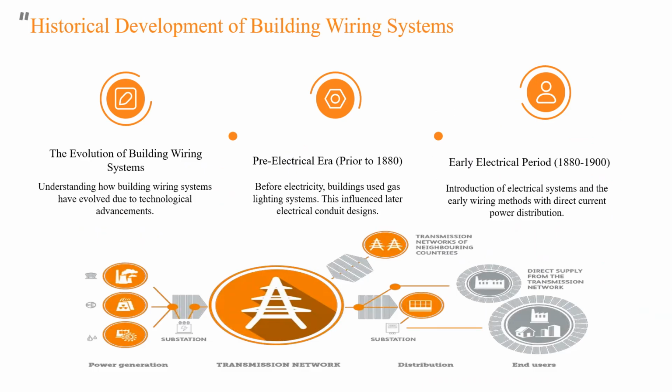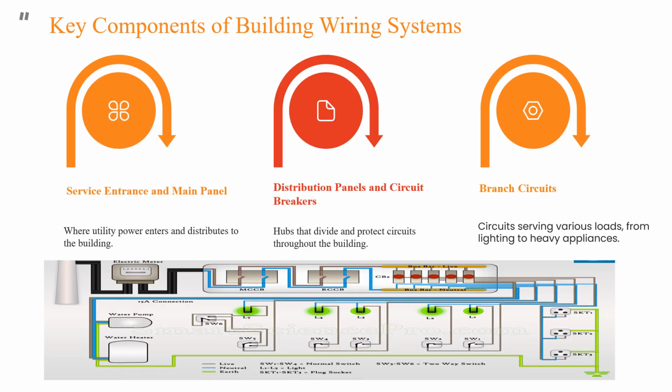Historical development of building wiring system. The evolution of building wiring systems shows how the wiring system has evolved due to technology. In the prehistoric era, buildings used gas techniques to light their systems, whereas in the early electrical period, electric systems were directly connected with the current power distribution. The key components are service entrance and main panel, distribution panel and circuit breakers, and branch circuits.